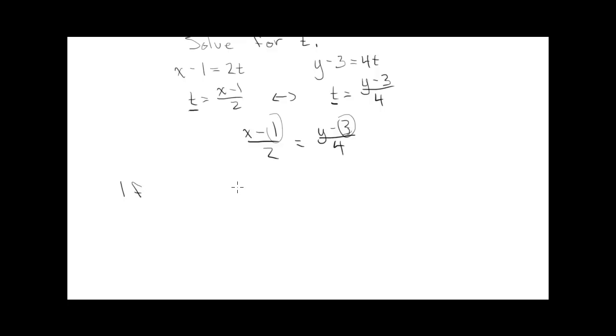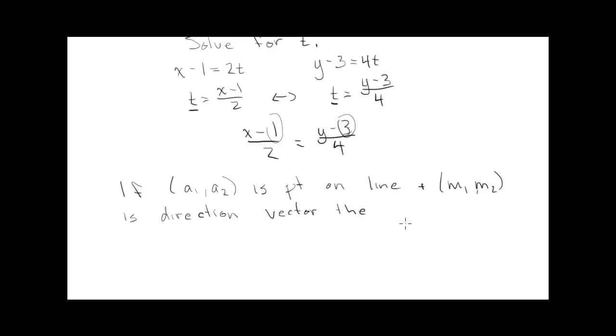If, let's say, (a1, a2) is a point on the line, and (m1, m2) is the direction vector, then the symmetric equation is, as we saw, x minus something over something was equal to y minus something over something.